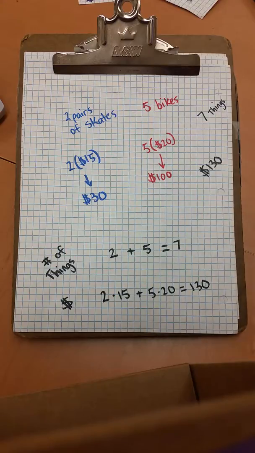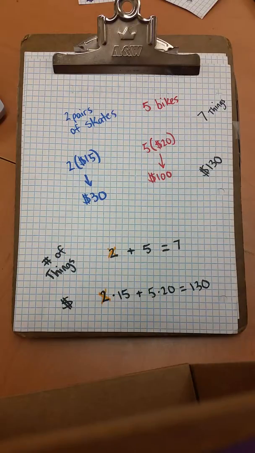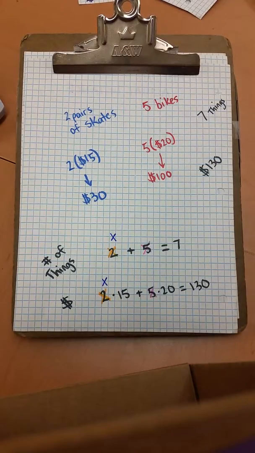If I didn't know the number of skates, I could use a variable. S would make a lot of sense, S for skates, but I'm going to use X. If we didn't know the number of bikes, we could cross out the number and use a variable like B. I'm actually going to use Y. So the equation for how many things he rented out becomes X plus Y equals 7, where X is the number of skates and Y is the number of bikes. The amount of money equation becomes 15 times X plus 20 times Y equals 130, where X is the number of skates and Y is the number of bikes.